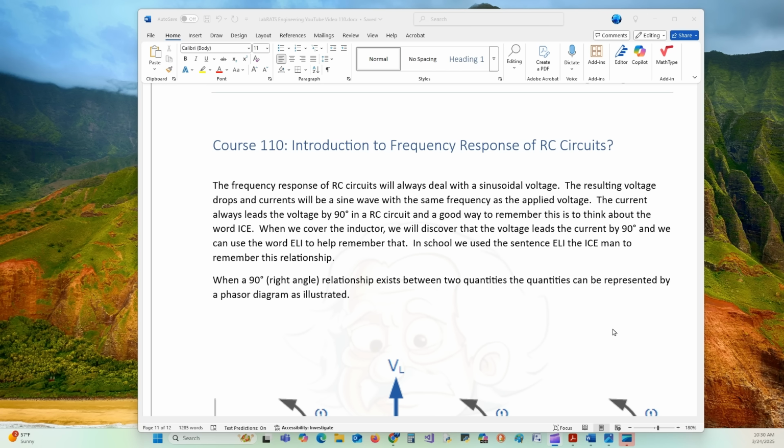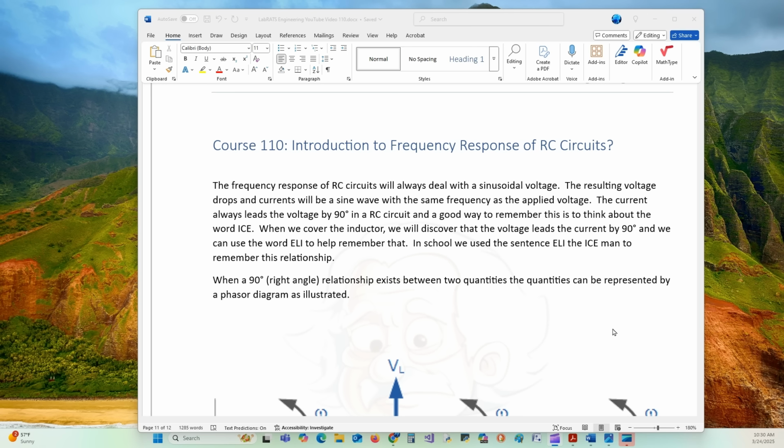The current always leads the voltage by 90 degrees in an RC circuit, and a good way to remember this is to think about the word ICE. When we cover the inductor, we will discover that the voltage leads the current by 90 degrees in an RL circuit, and we can use the word ELI to help remember that. In school, we use the sentence "ELI the ICEman" to remember this relationship.